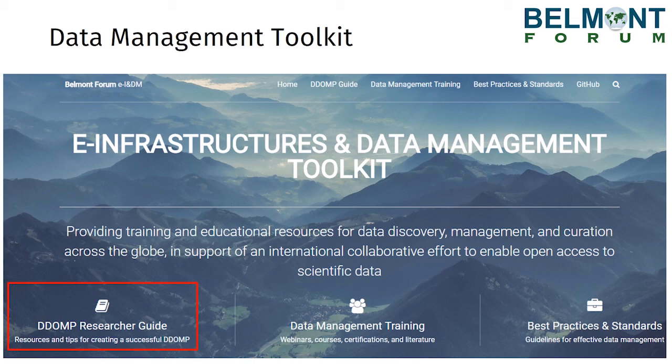For those who delve deeper, the toolkit offers data management training by resource type, by geographic region, and professional role. A best practices and standards option links to training resources by topic, region, and organization. And a lot of these resources come from Belmont Forum agencies themselves. They're just compiled and put together in one place. The resources also come from globally recognized leaders in capacity building for data skills and management.